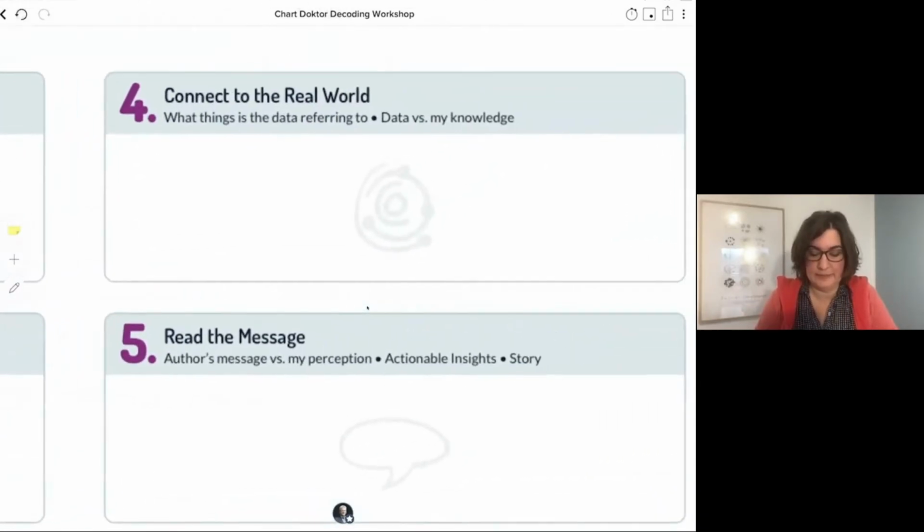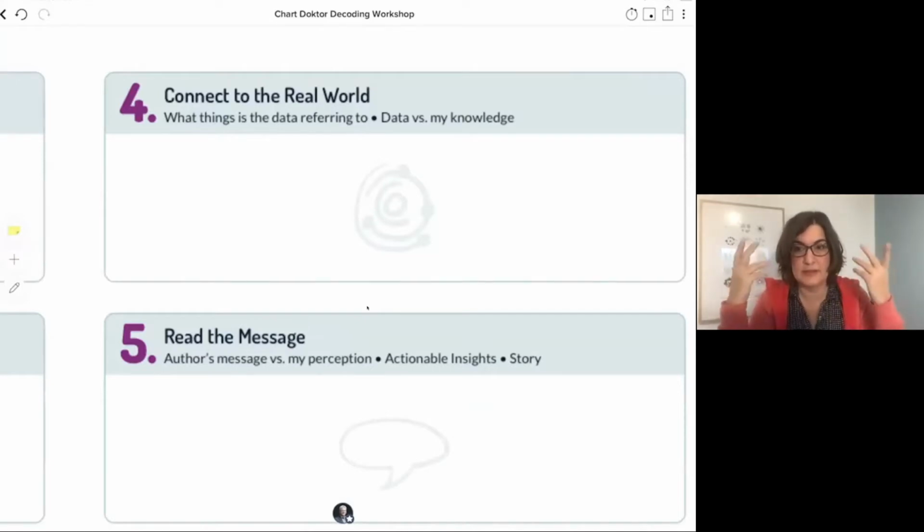And the next thing people usually do is they connect the data to the real world, to their own knowledge that they have, and they try to validate the data and also interpret. So this is the context that we need to add in most of the charts to make the message and the story clear.